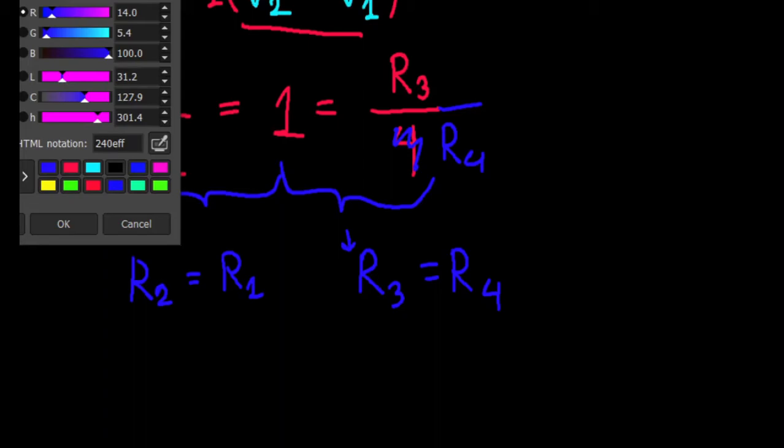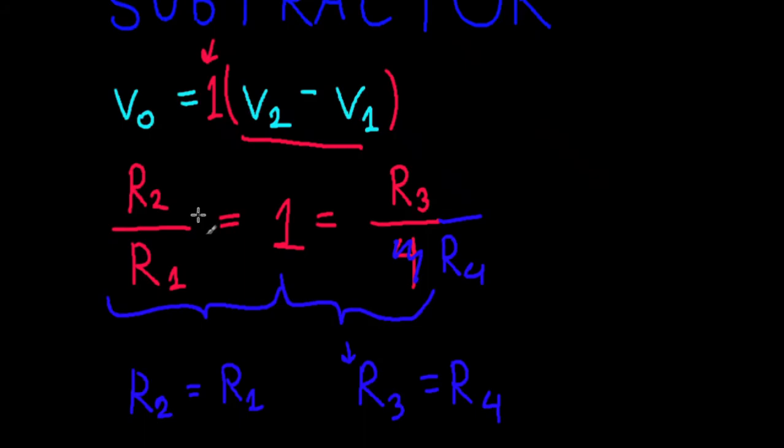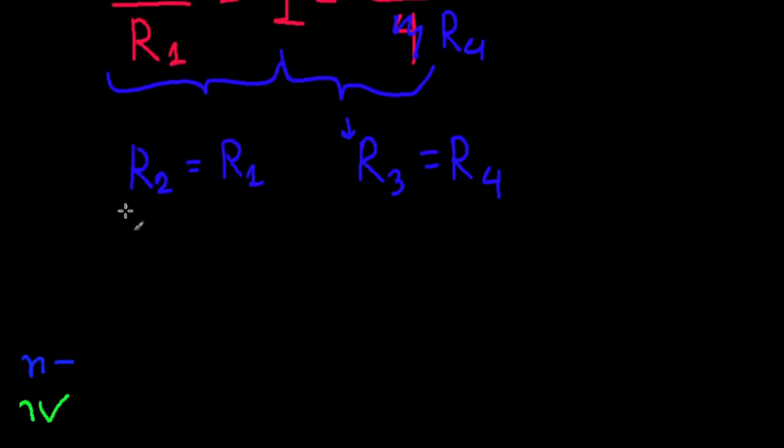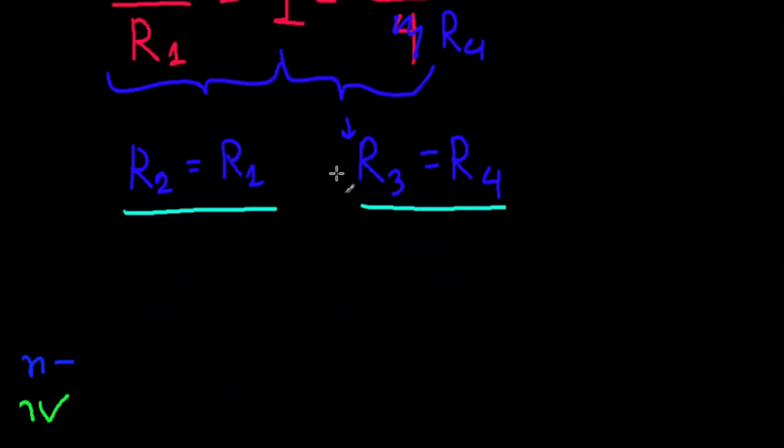use a different color for this. So your R2 needs to be equal to your R1, and your R3 needs to be equal to your R4, right? So this is when you actually have a subtractor.